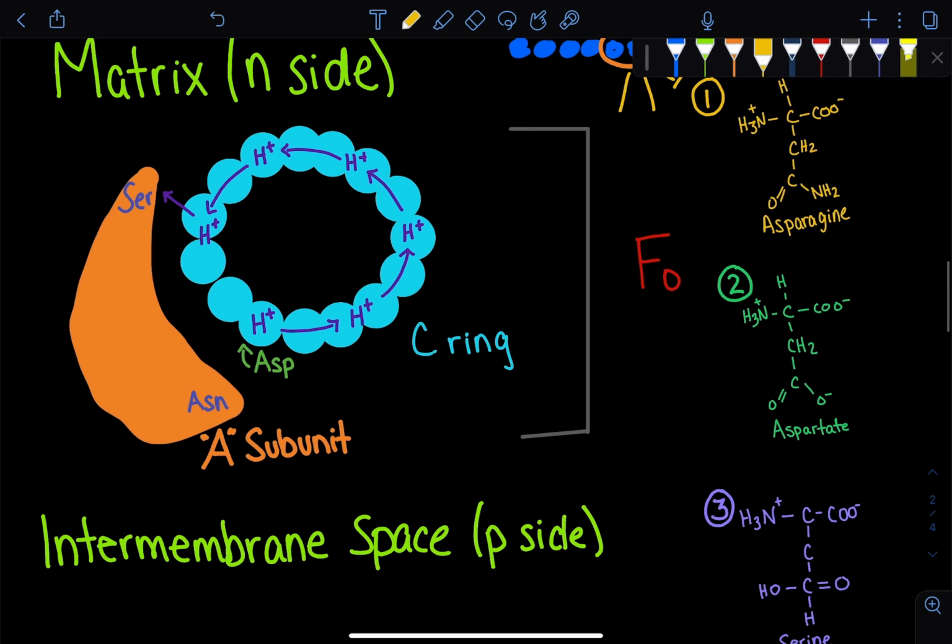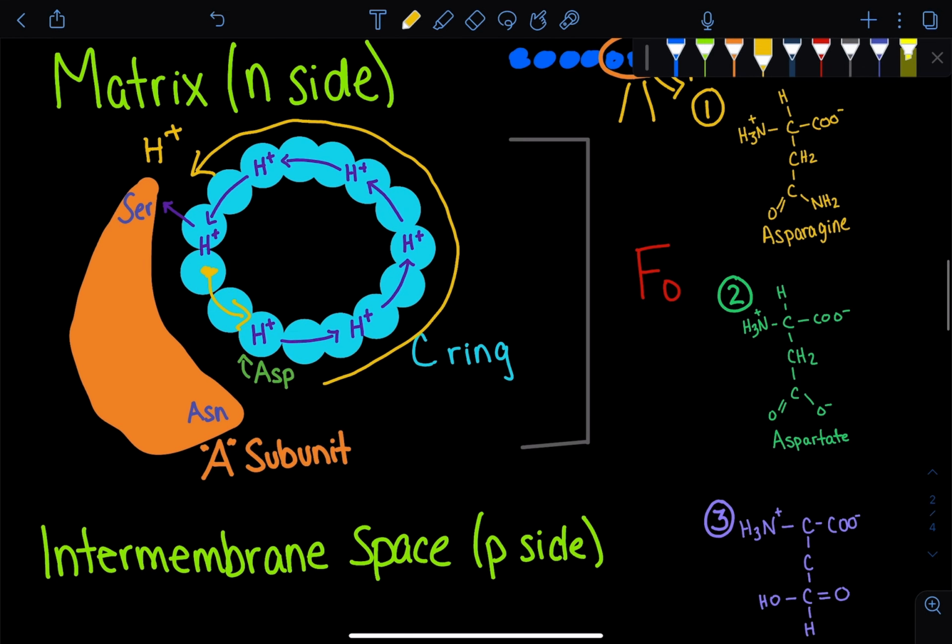So that's what's happening. The asparagine on the A subunit protonates aspartate on the C ring, and aspartate moves the H plus along the C ring until it reaches the serine, and the serine deprotonates the aspartate, and the H plus is released onto the matrix side. And then once again, the aspartate becomes deprotonated, and it moves back to be protonated by asparagine once again, and the cycle continues. And that's essentially how the translocation of H plus works on ATP synthase.